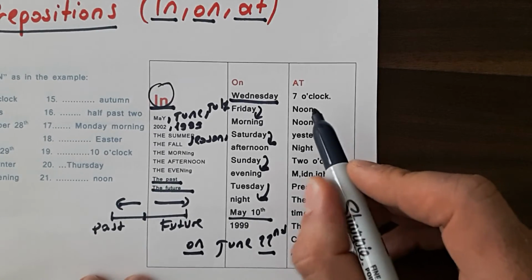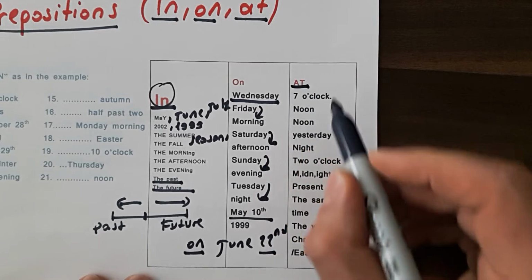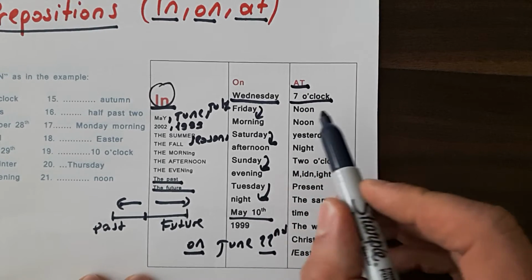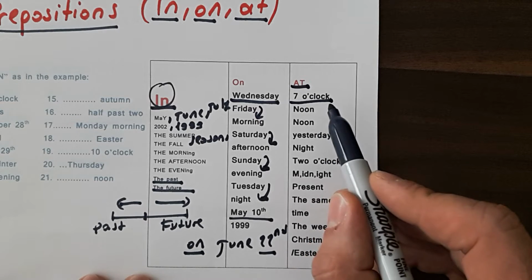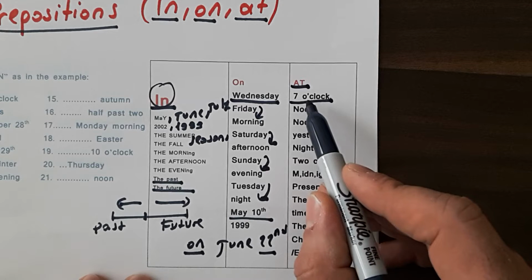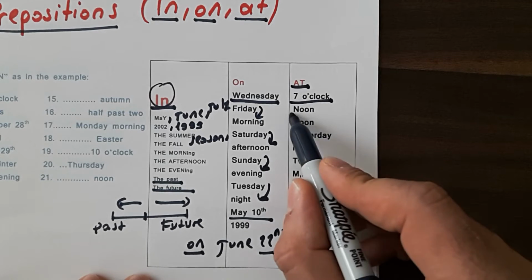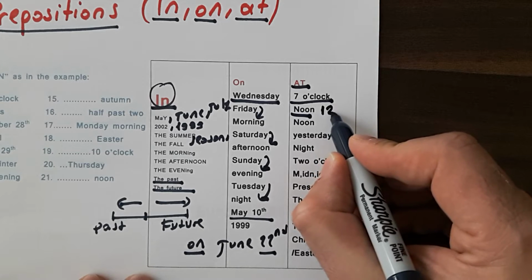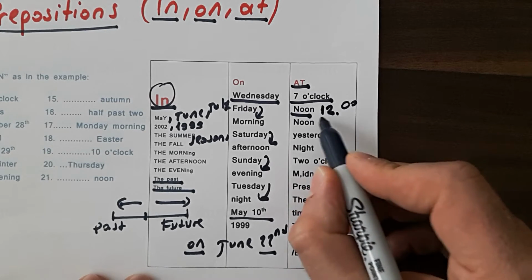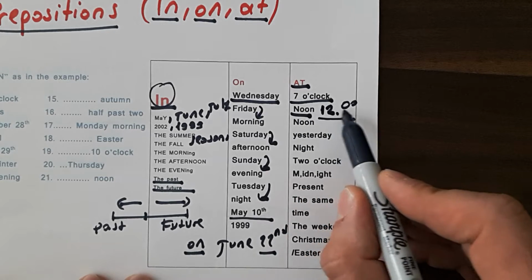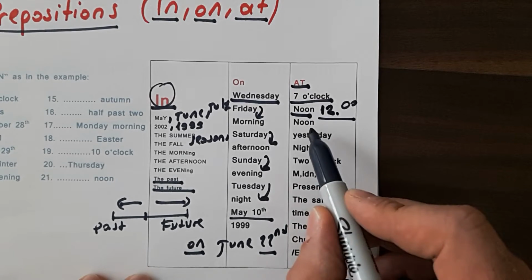And on the other hand, at is used for at 7 o'clock, at 5 o'clock, at 6 o'clock. With this kind of times, we are using at. At noon, we consider at noon is this time. You can also say at noon or at 12 o'clock.